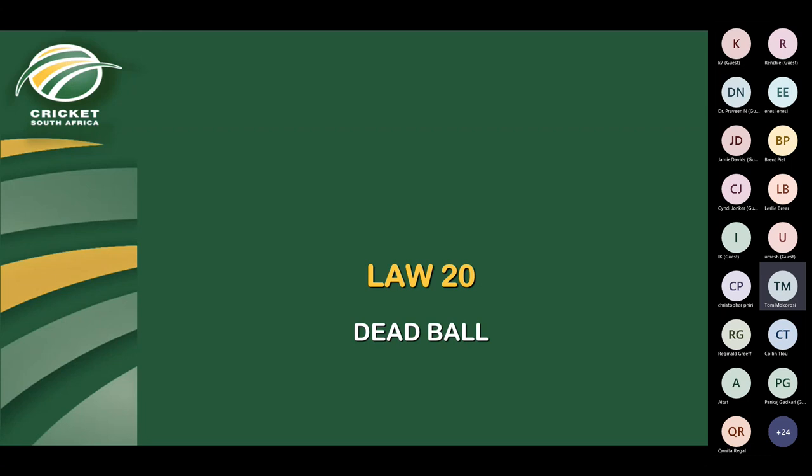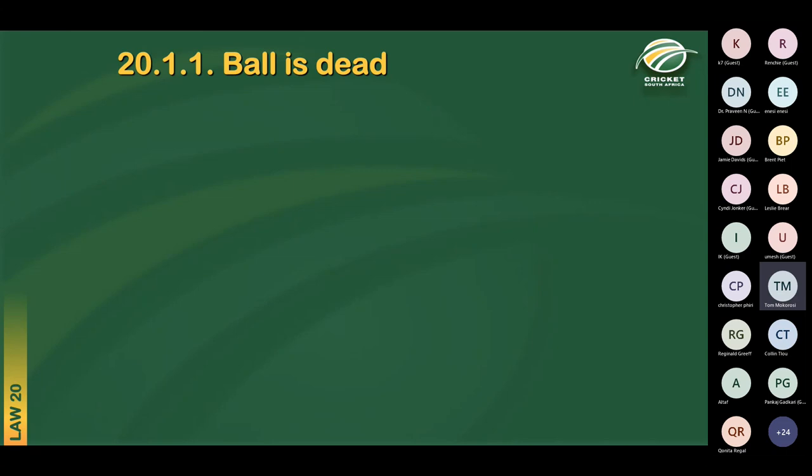As we should all know by now, the law tells us of instances where the ball becomes automatically dead, and then it tells us of incidences where us as umpires need to call and signal dead ball. So we're going to go through them again, because dead ball comes up in every exam and will always be part of your lives as cricket umpires.